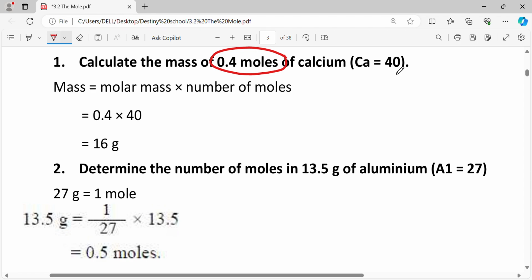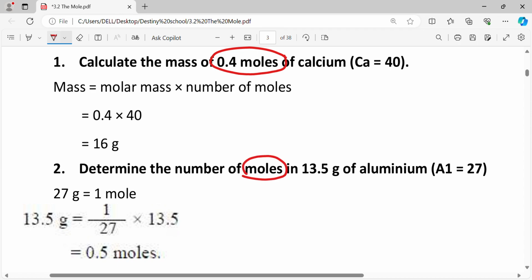And what is our molar mass? It is what is given in the bracket. The molar mass here is 40, and the moles we were given to be 0.4. So you multiply the two: 0.4, which is moles, multiplied by 40, which is the molar mass, and you get the answer to be 16 grams. So that is our first simple example.